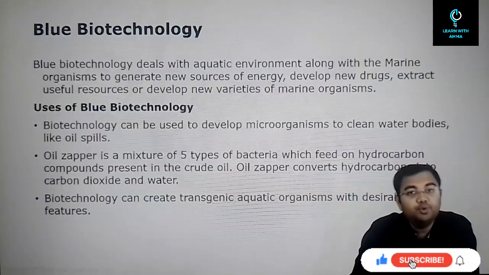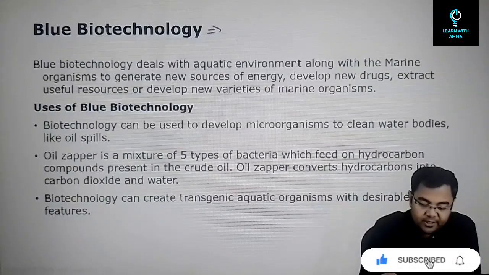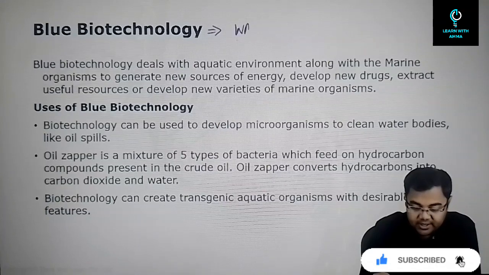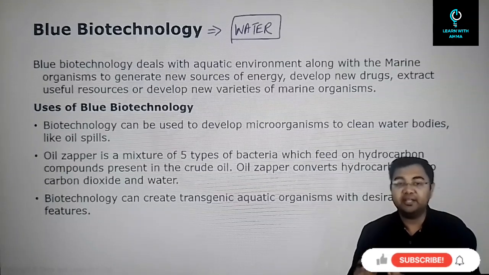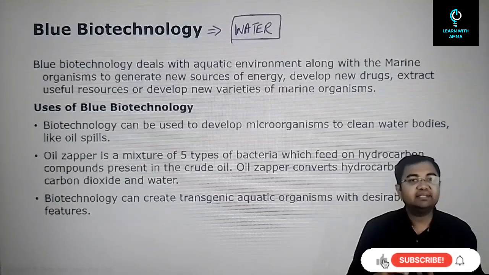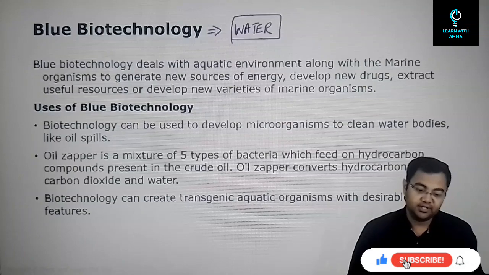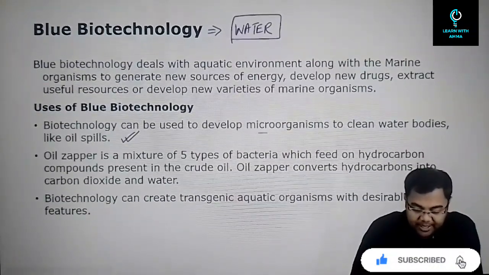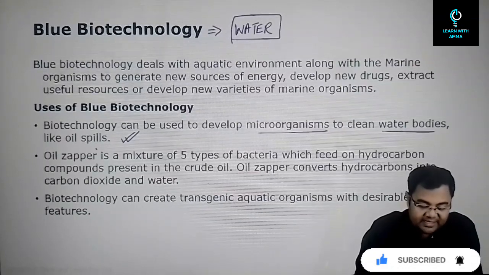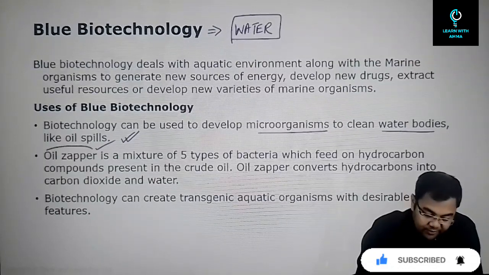Then after that we have blue biotechnology. So what is blue biotechnology? Anything to do with water. Whenever we are making the use of biotechnology in or underwater or any application related to water, in that case we'll call it as blue biotechnology. So there are many ways in which we can use it. For example, we can use microorganisms to clean water bodies like oil spills.